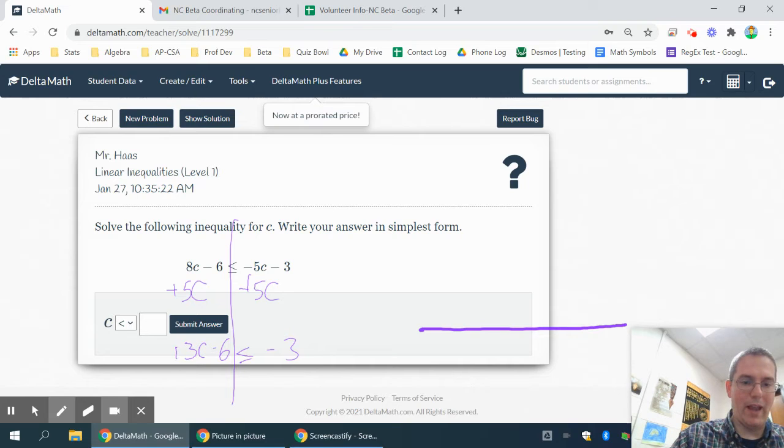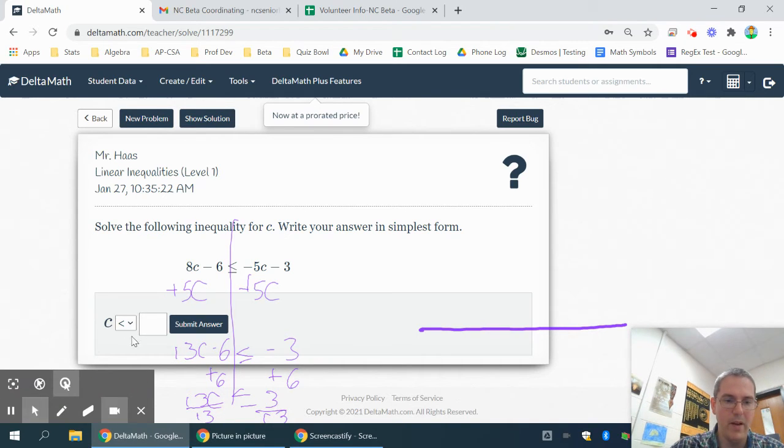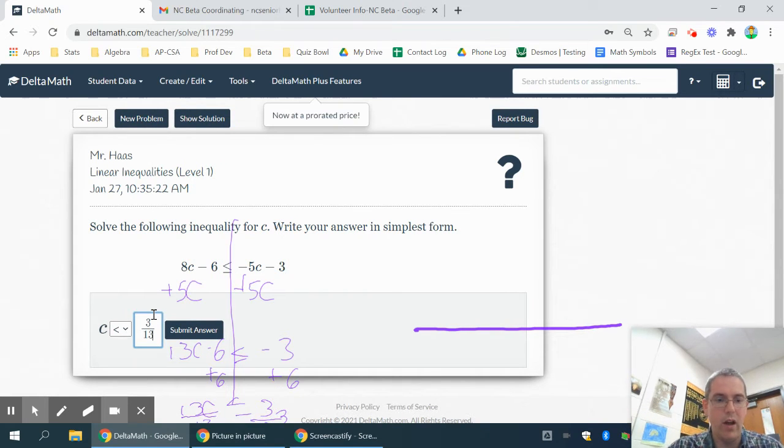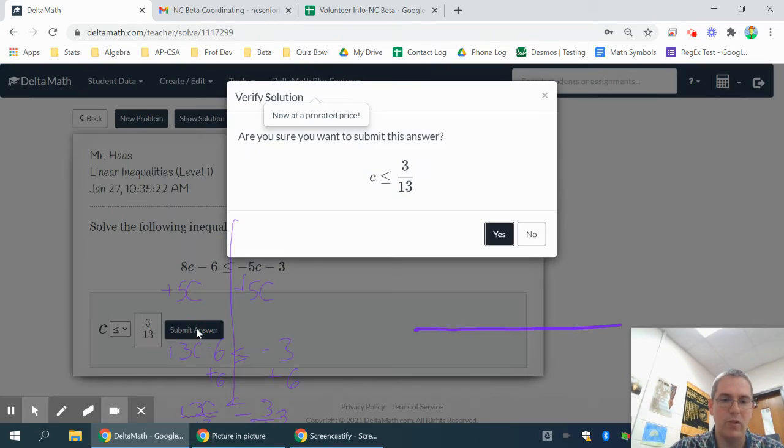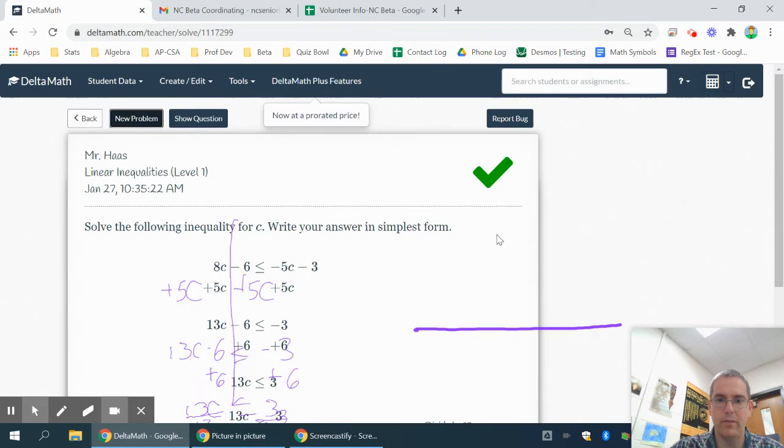I'm going to need to add 6 to both sides. So that's going to give me 13c is less than or equal to 3. And then for my last step, I'll divide by 13. So I believe I should have an answer of 3 over 13. That's a little bit ugly, but I should be able to type it in, 3 over 13. Also, be sure you change the inequality to the correct sign. Since this is a less than or equal to, change it to a less than or equal to. Submit your answer, and that should be correct.